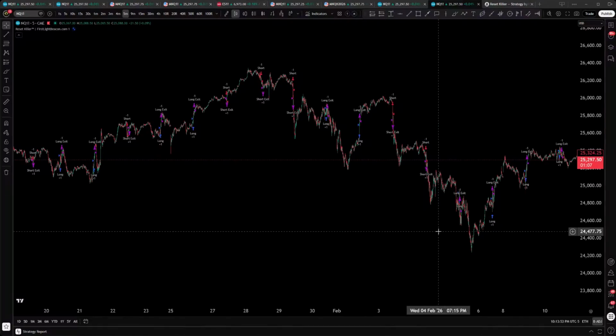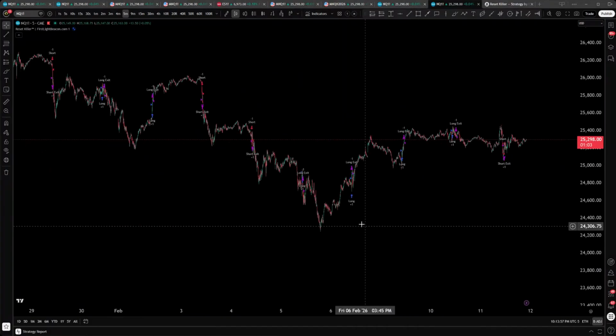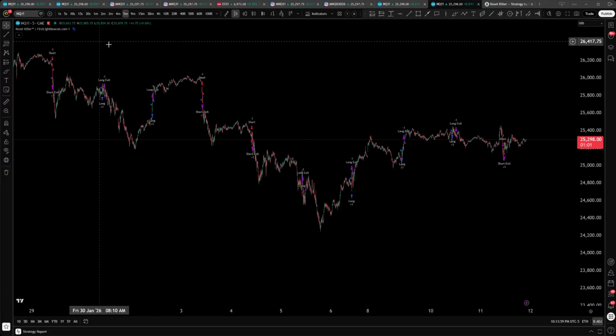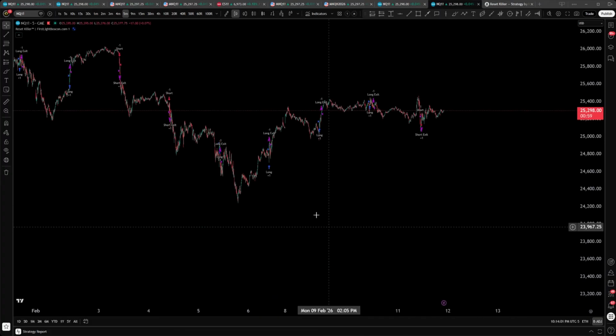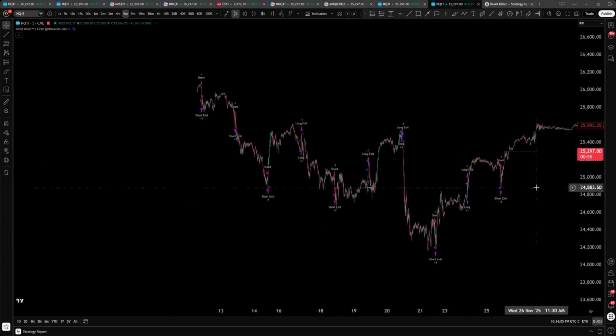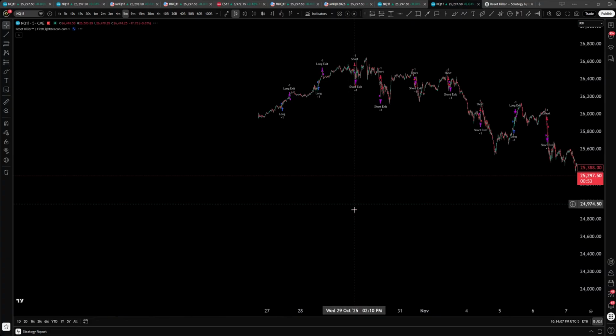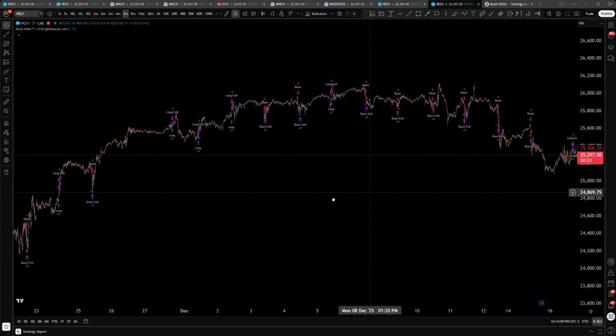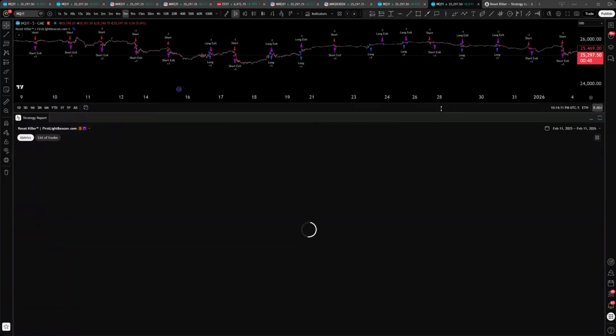All right, so we've got a treat for you right here. This is a new algo that we built called Reset Killer, and we are making this one 100% absolutely free. It is already on TradingView in public. You can go on and find it in your indicator list.